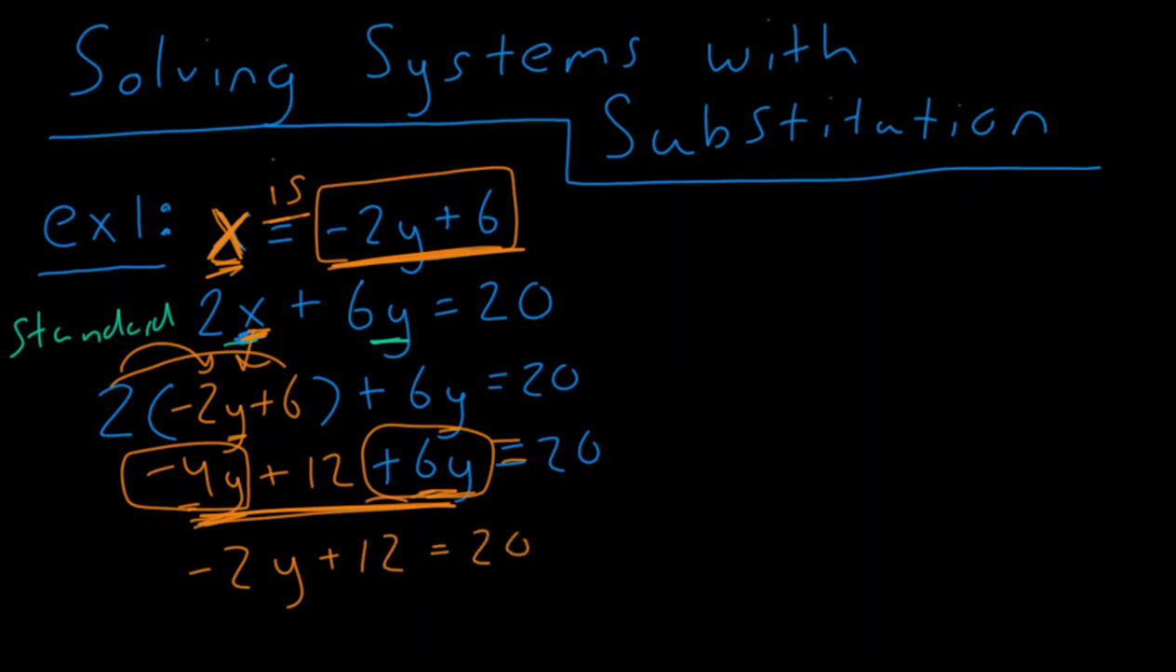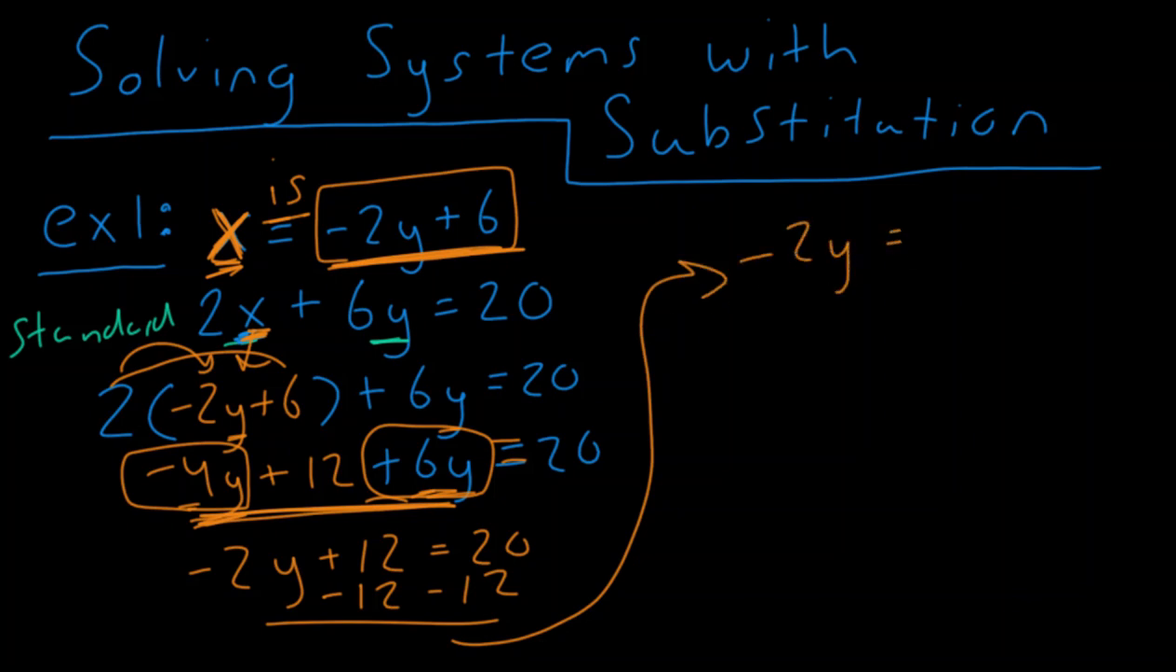Now at this point, we continue to solve for y. And let's see, we know we get rid of our addition or subtraction first. In this case, it's addition. So we'll do minus 12, and this goes ahead and gives us negative 2y is equal to 20 minus 12 is 8. From here, we can divide both sides by negative 2, and we get y equals negative 4.